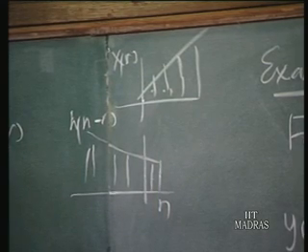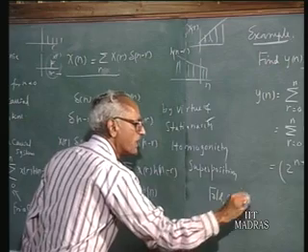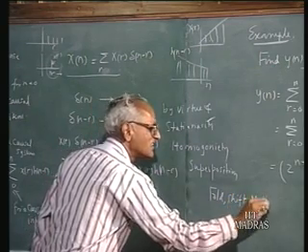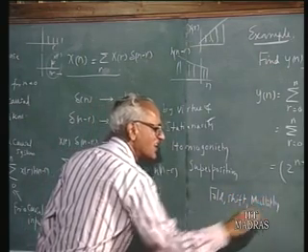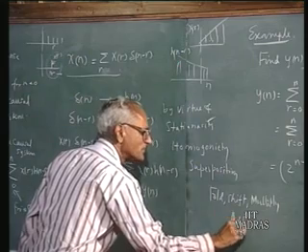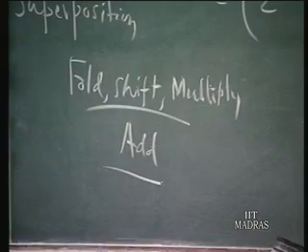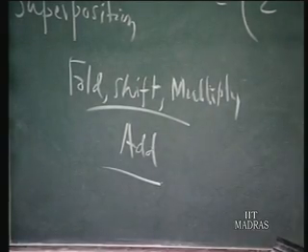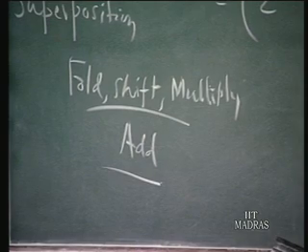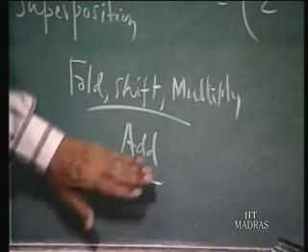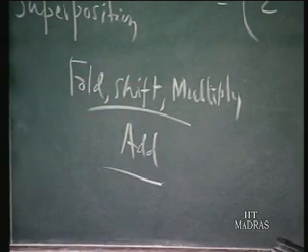That means fold, shift, multiply, and then add, sum up. So these are the operations that are involved, which correspond to the counterpart in the continuous case, where all these are the same except in the final stage you integrate, but here you simply add them up.